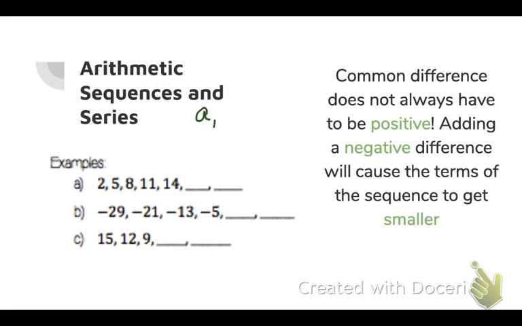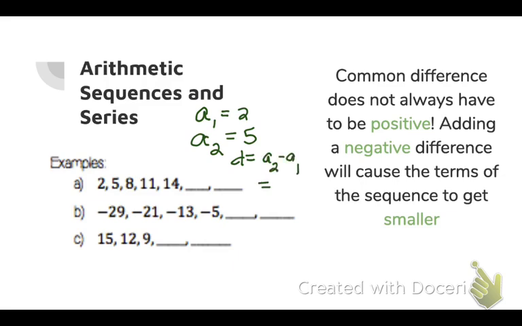A lot of times you'll see the variable a used to represent a sequence. So a sub 1 means that I'm referring to the first term of the sequence of numbers. In example A, the first term is 2. Okay, a sub 2 would ask for the second term, which is 5. To find the common difference for an arithmetic series, I would take a sub 2 and subtract a sub 1.